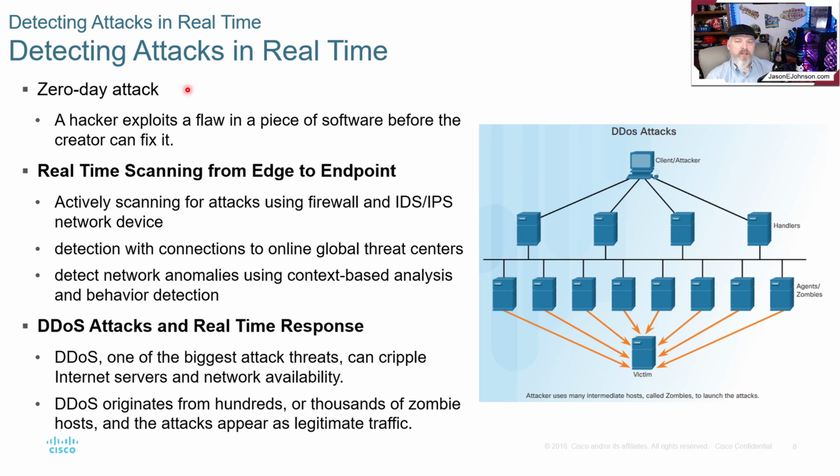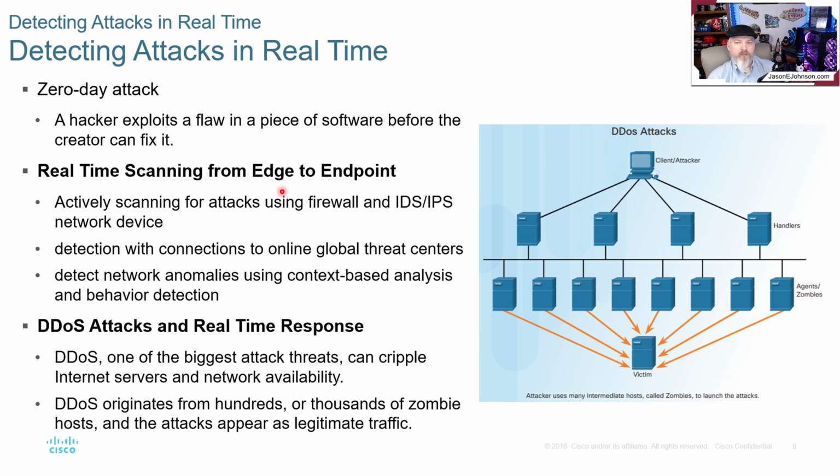Now, when we're trying to detect attacks in real time, we have what we call a zero-day attack. That means that a hacker is exploiting a flaw in a piece of software before the creator can fix it. So someone finds out that there's an exploit or a way to gain access to a system, and the creators don't know about it yet. And so that's called a 0-day attack. It doesn't necessarily happen in 0 days or 1 day. It could be over a period of 2 weeks even, but it's when an exploit has not been fixed yet.